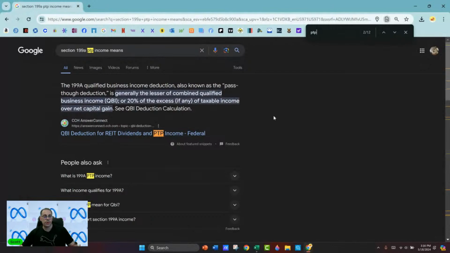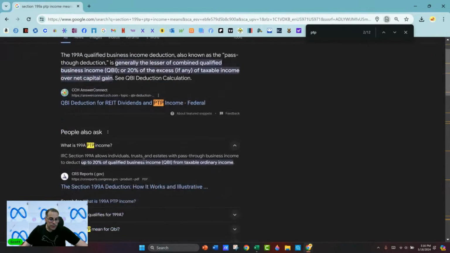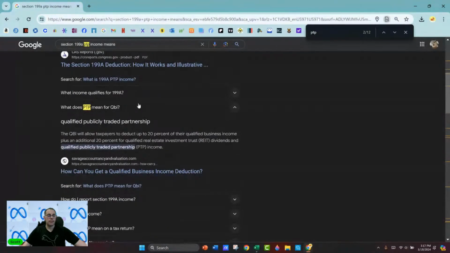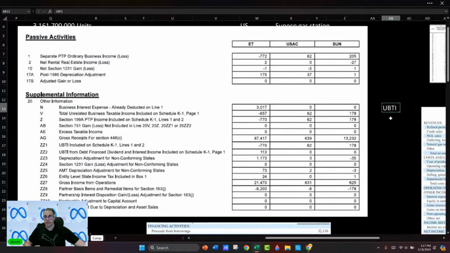Oh, it's a pass-through partner. I'm sure it's pass-through partner, because this says publicly traded partnership. A publicly traded partnership. Publicly traded partnership. Not that that means anything.